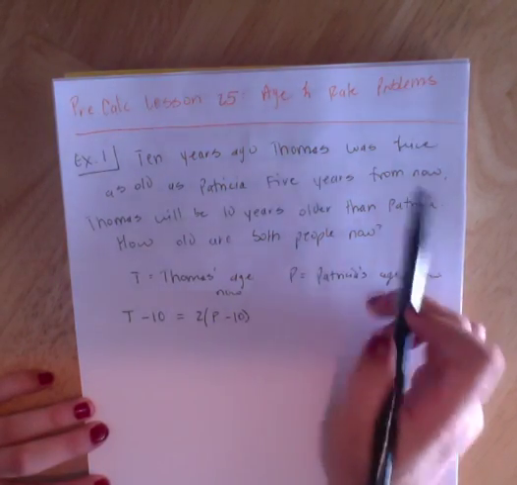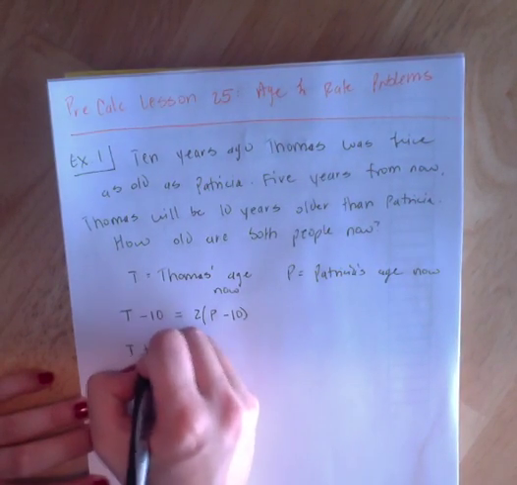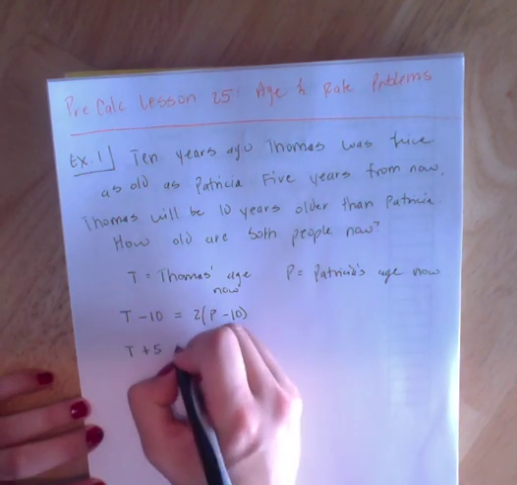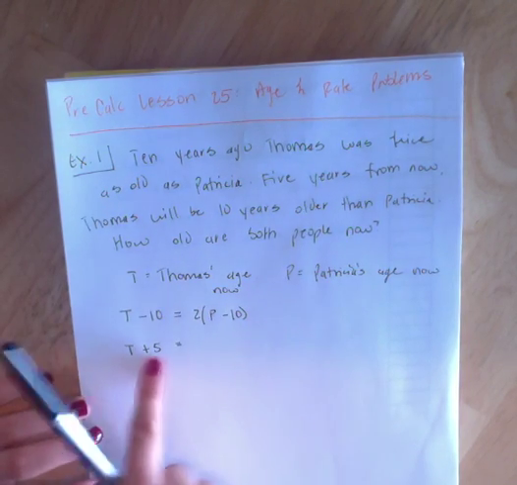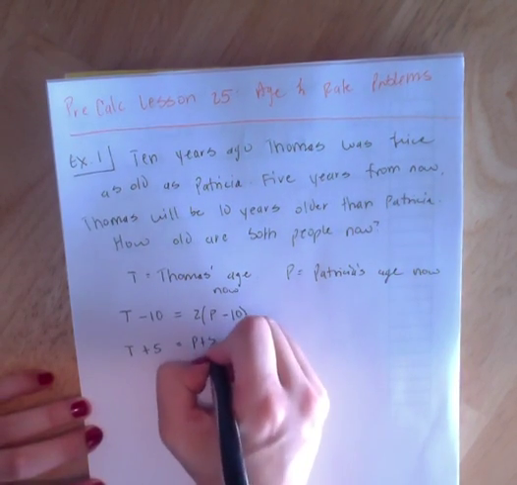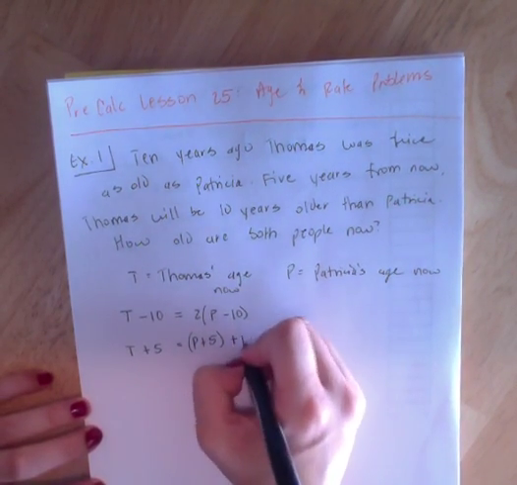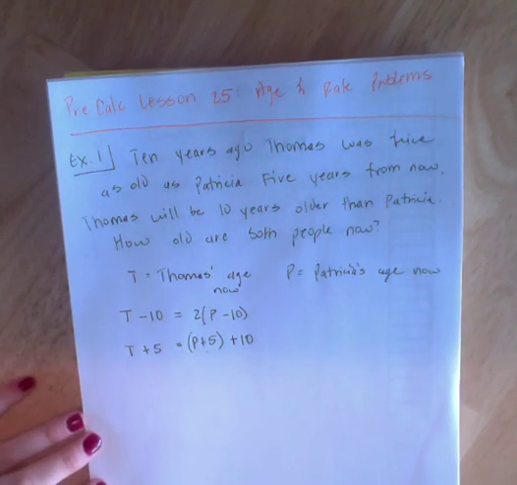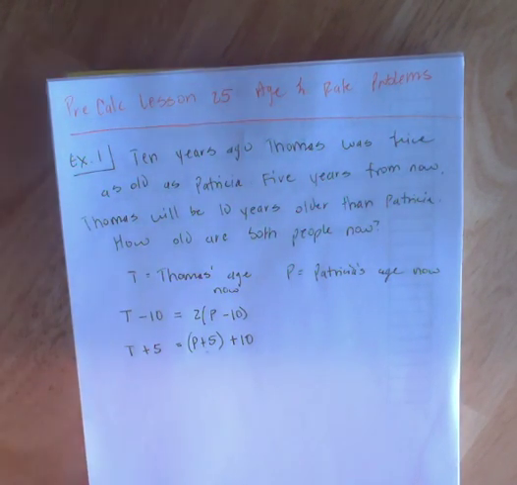Now our next equation, 5 years from now, so Thomas in 5 years is T plus 5, will be 10 years older than Patricia. So Thomas in 5 years will be 10 years older than Patricia. 10 years older than Patricia in 5 years is P plus 5. Now we have a system of 2 equations, 2 unknowns.